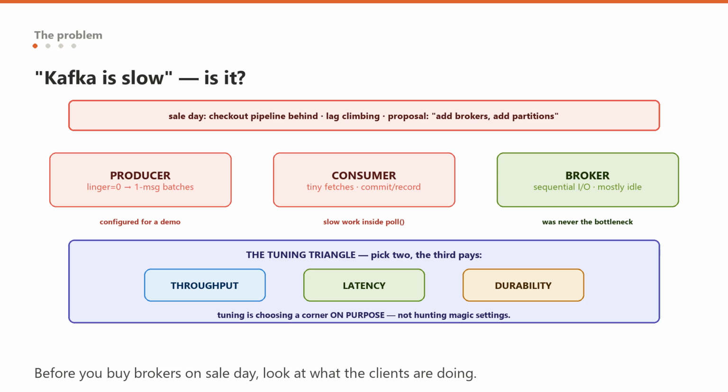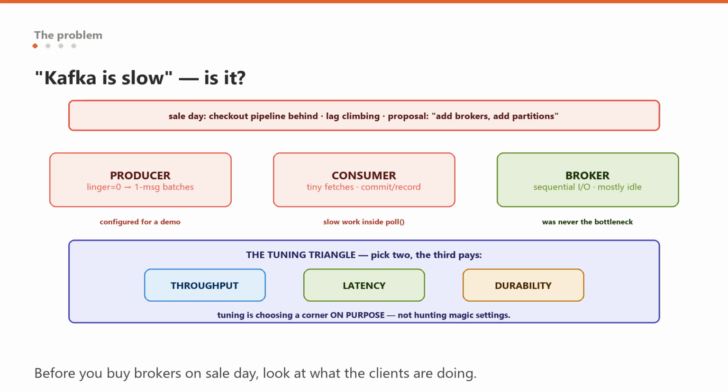Here is the ticket that starts this story. The checkout events pipeline is falling behind on a sale day. Producers report rising send latency, consumers show growing lag, and the first proposal in the meeting is always the same: add brokers, add partitions, scale the cluster. Before anyone spends that money, look at what the clients are doing.